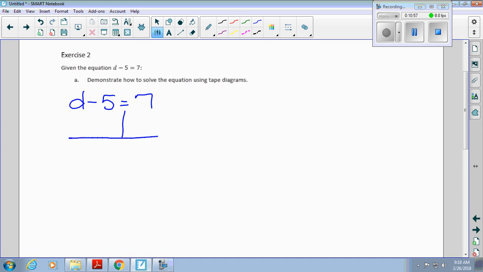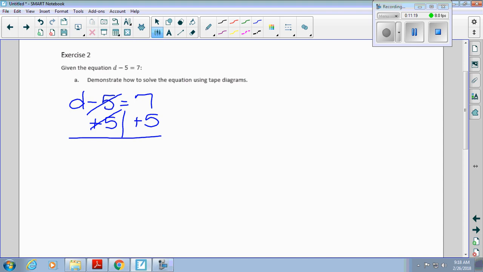T-chart upside down. That's good. All right, so we have D minus 5, right? So instead of minus 5, we want to add 5, yep. All right, plus 5. Do it to both sides because that's fair. That's going to negate that subtracting of 5 on the left-hand side.